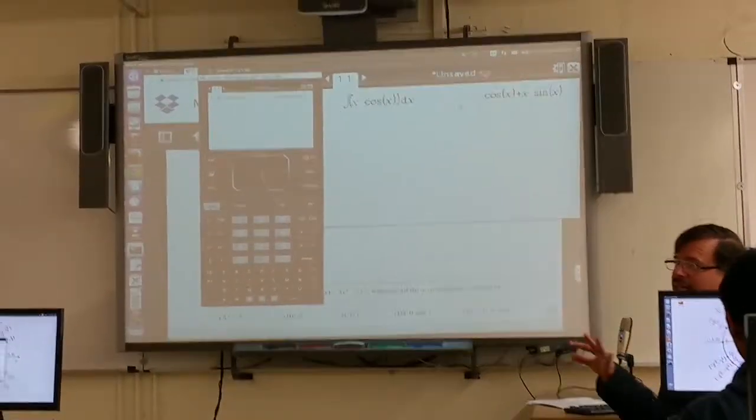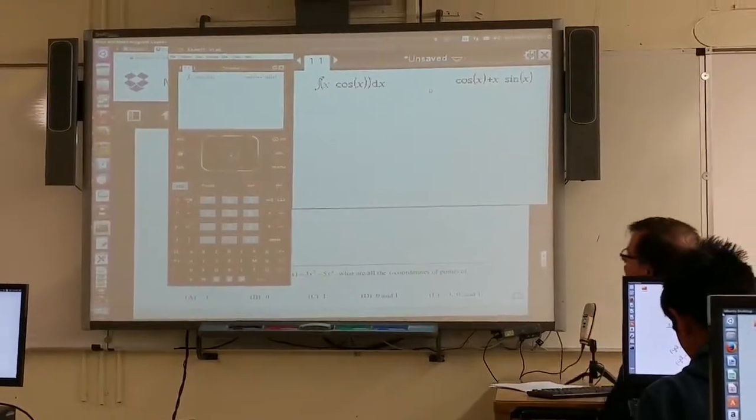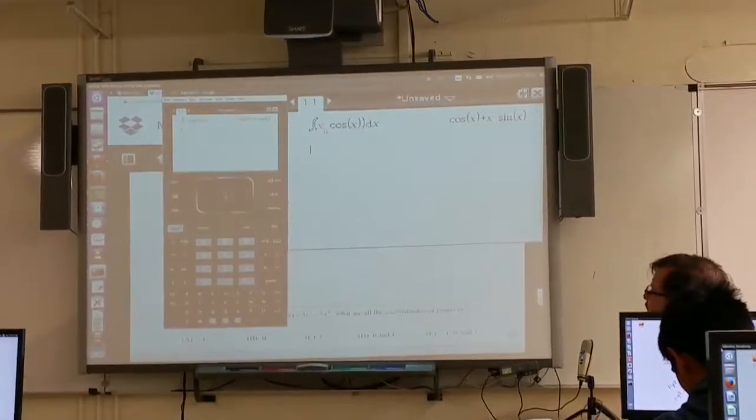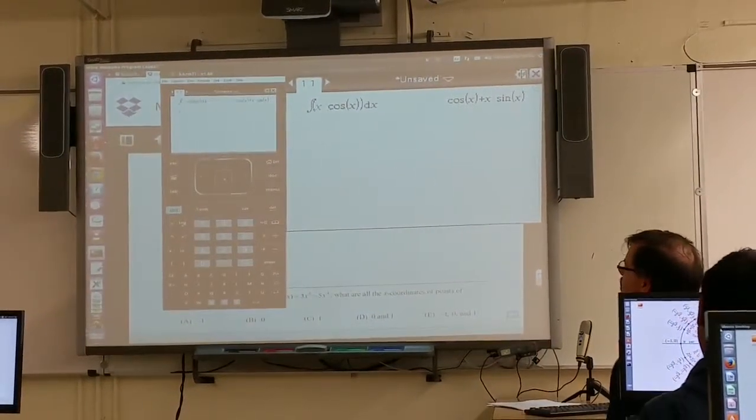Well, the calculator's a little lazy there, you can see. Yeah, if you don't put the times in here, it doesn't recognize cosine as a function. It thinks you're writing x cosine as the name of the function. Be careful, you need the explicit multiplier.